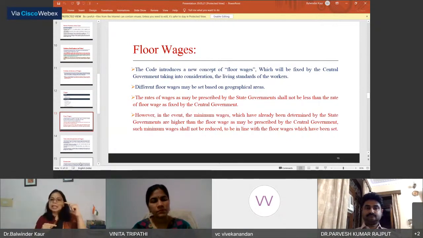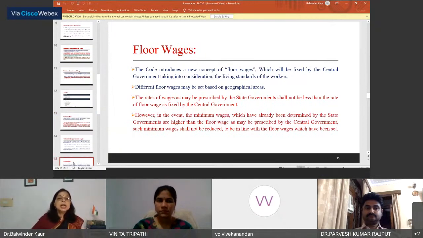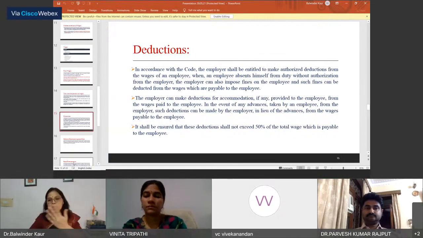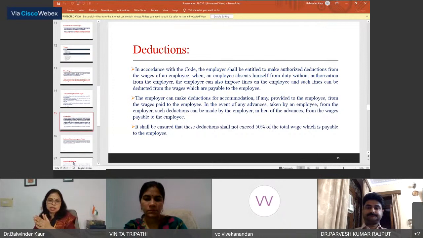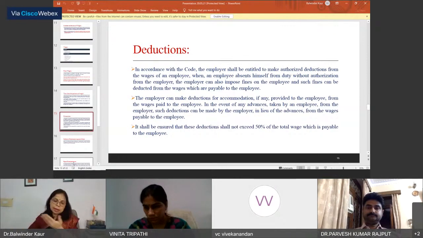It should not be less than the floor wage. That is what the meaning of this floor wage is. Then deduction. Payment of wages talks about the deduction. So if there is an unauthorized deduction, the employee can claim. So this is about the deduction.